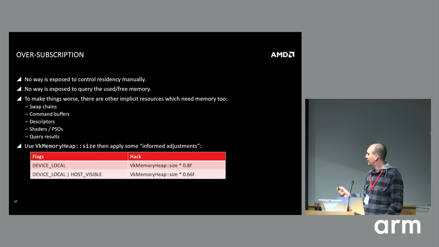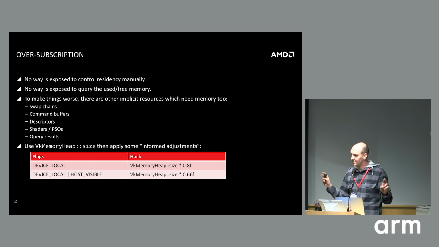So currently, there's no way exposed to control the residency or to query the residency, so you won't necessarily know that something's got paged out. There's no way to query the used and free currently, which makes this a little bit tricky as well. Also, as we heard, the heaps that we were talking about before are going to fill up with your resources, but the driver's also going to create things as well. So swap chains, command buffers, descriptors, PSOs, query results, all of this stuff needs memory, and it all comes out of different heaps depending on the drivers. So it is kind of hard to figure out where you are in your limits. So we've got a hack for that, which is this.